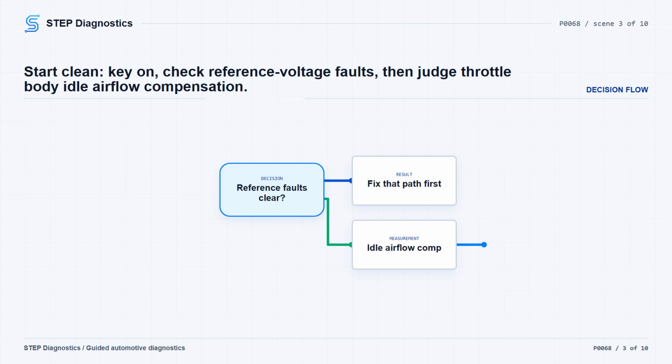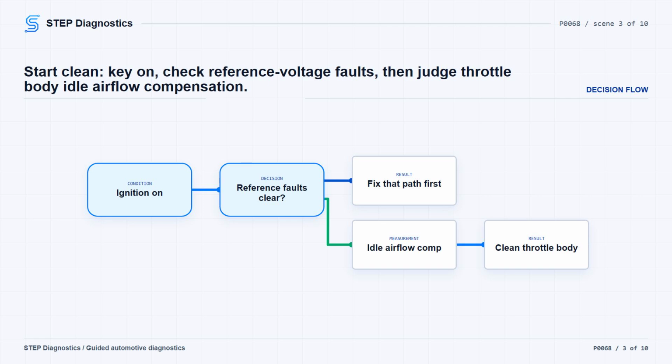With the ignition on, first make sure there are no related reference voltage faults present. If one of those is set, handle that first, because a bad reference circuit can make the airflow comparison meaningless. If those are clear, look at throttle body idle airflow compensation on the scan tool. It should be less than 90%. If it is 90% or greater, the next direction is throttle body cleaning before continuing this fault path.